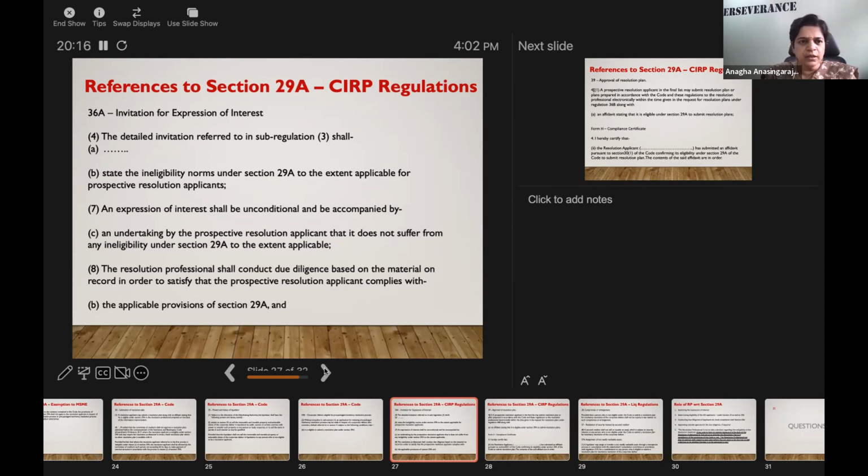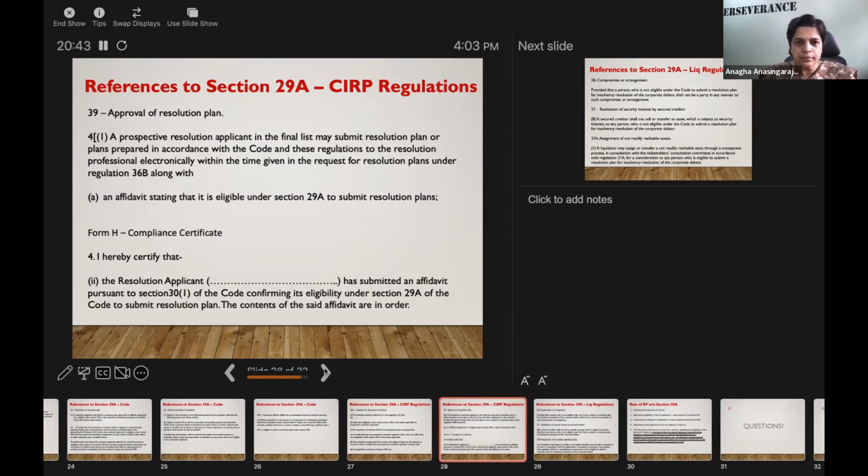Further, in sub-regulation 8 of 36A, it says that the RP shall conduct due diligence based on the material on record in order to satisfy that the PRA complies with the applicable provisions of 29A. So it is a duty cast upon us as the resolution professionals to conduct the due diligence based on whatever material is available on record to ensure that the potential applicant is eligible under 29A.